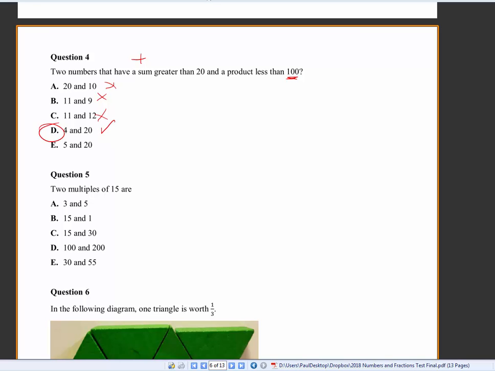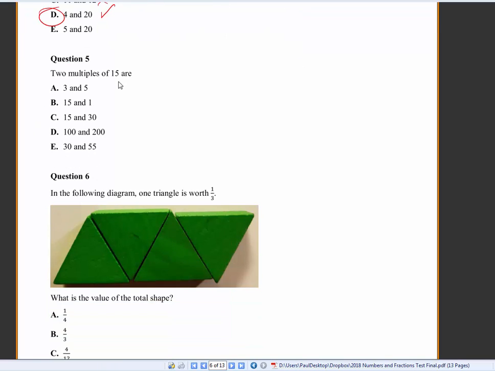That's our winner. Alright, 2 multiples of 15 are... Many students went for A on this one and chose 2 factors of 15. Multiples are the times tables of a number. So the first multiple of 15 is 15, the next one will be 30, and there it is there.